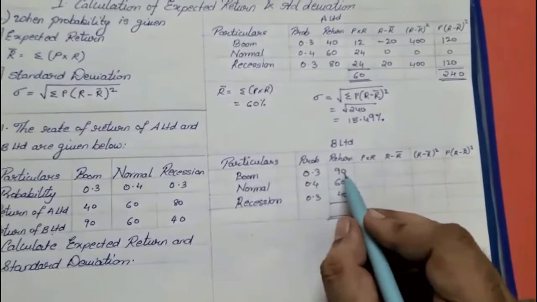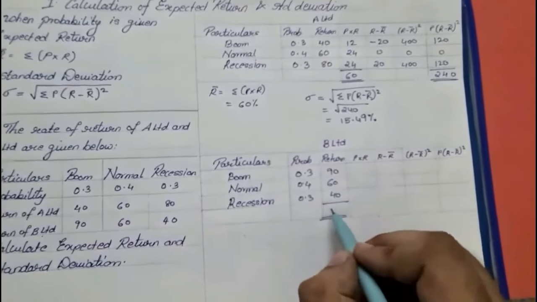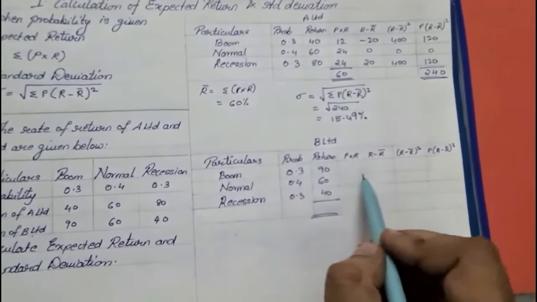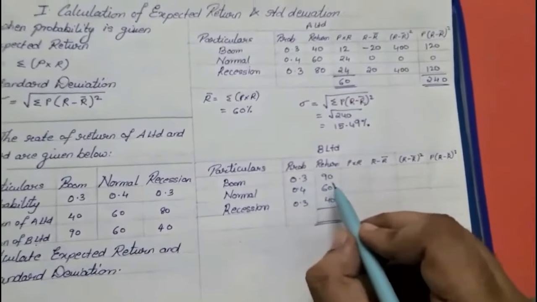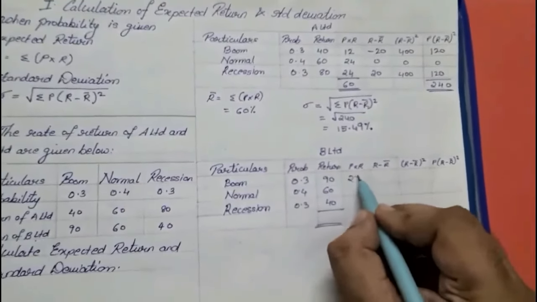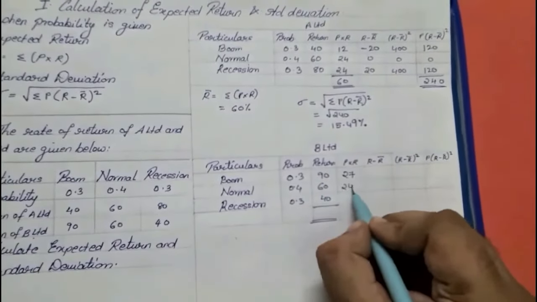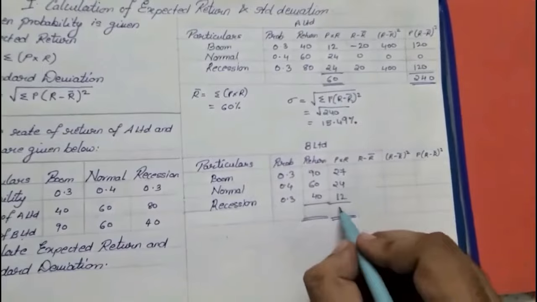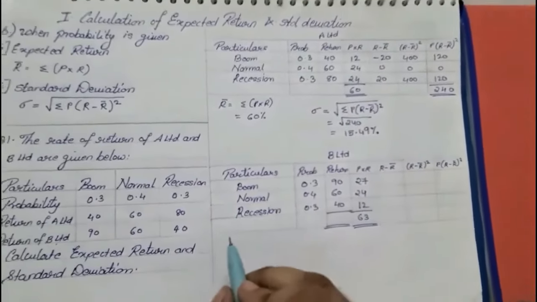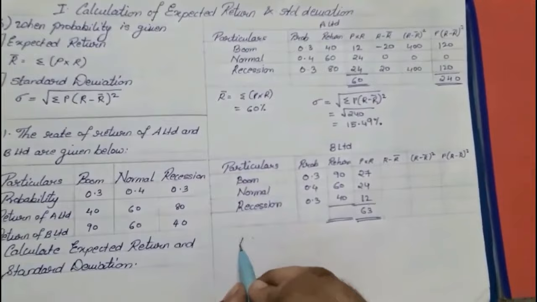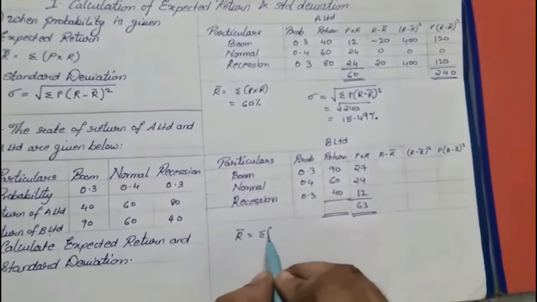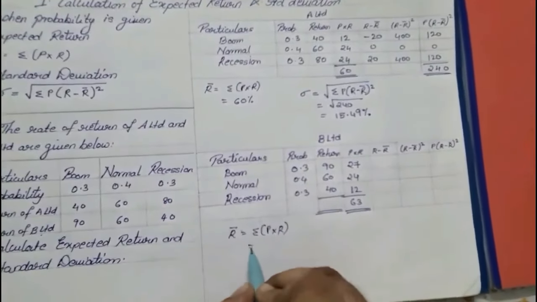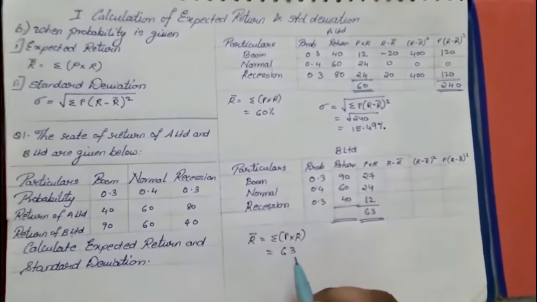Returns actually we don't need to add up. We will multiply first and then we will add up. So 0.3 into 90 will be 27, 24 and 12, and now we will add up this total. So P into R total comes to 63. So our value, the expected return, is sigma P into R, which comes to 63%.